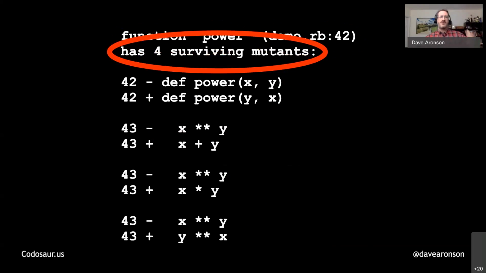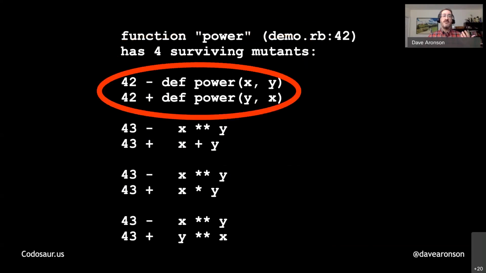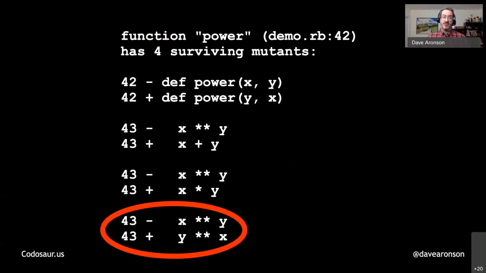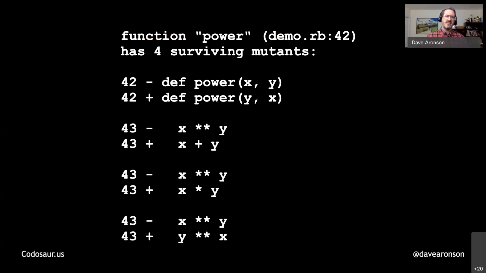And those 4 ways are to change line 42 to swap the arguments, or change line 43 to change the exponentiation to addition or multiplication, or to change line 43 to swap the operands. So what is this set of surviving mutants trying to tell us? The very high-level message is, of course, that our test suite is not sufficient, either because there aren't enough tests or the ones we have just aren't very good, or both.